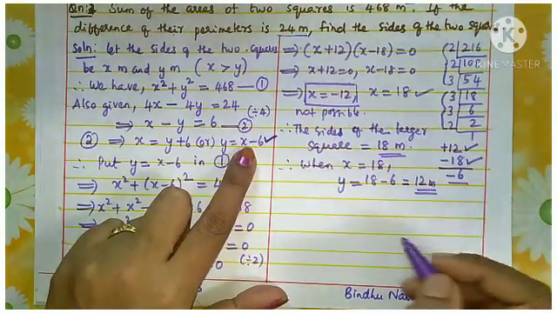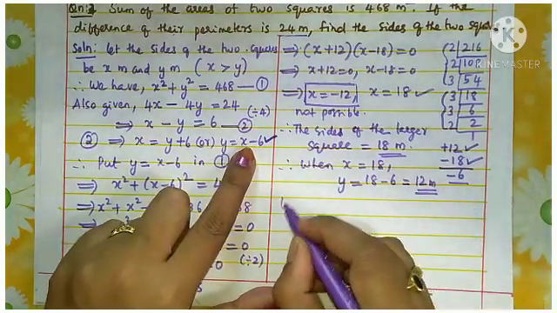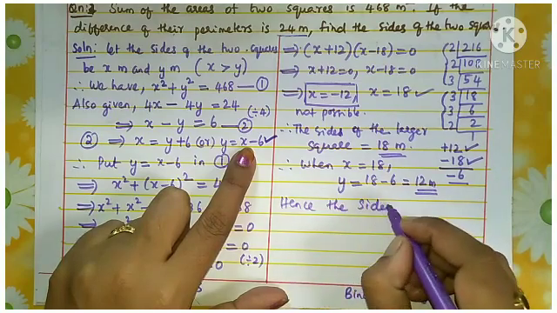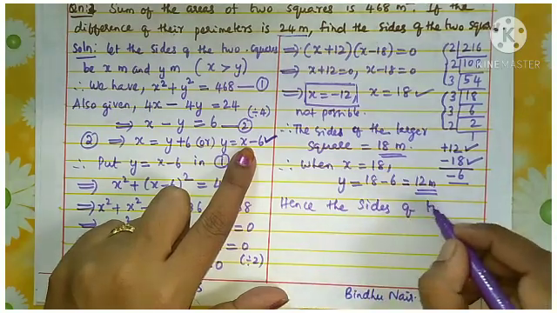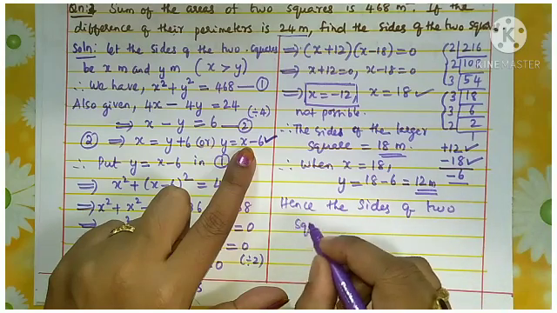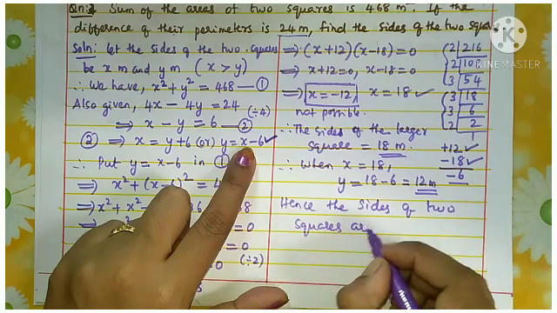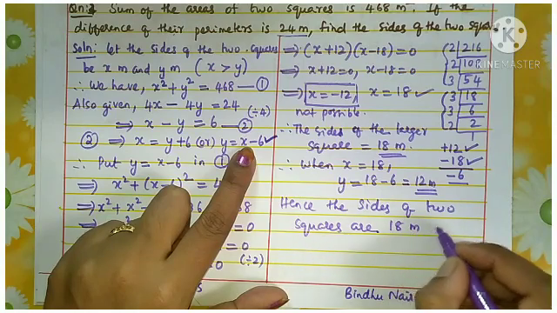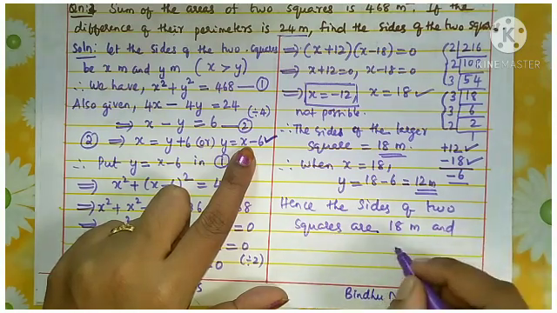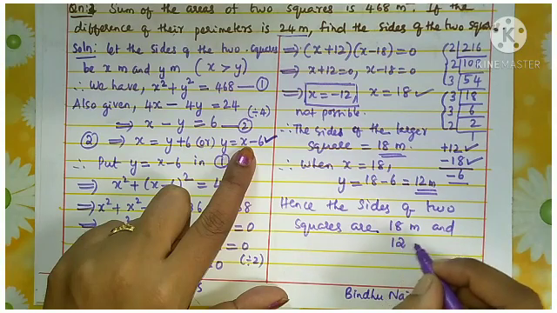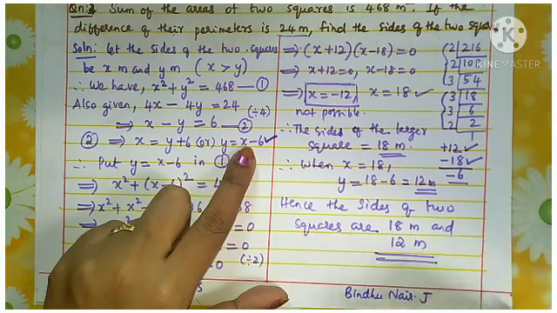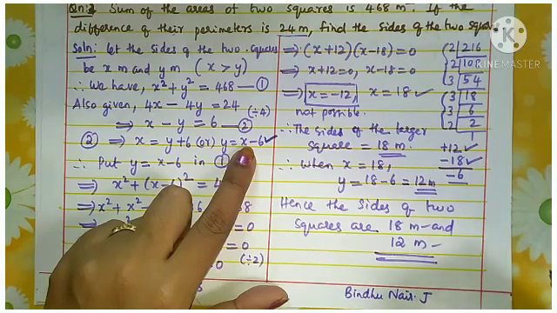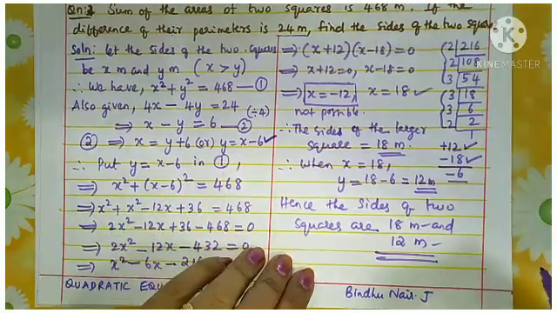Now you want to write the conclusion. Hence the sides of two squares are: the larger square is 18 meters and the smaller square is 12 meters. Okay, so these are the two sides of the two different squares.